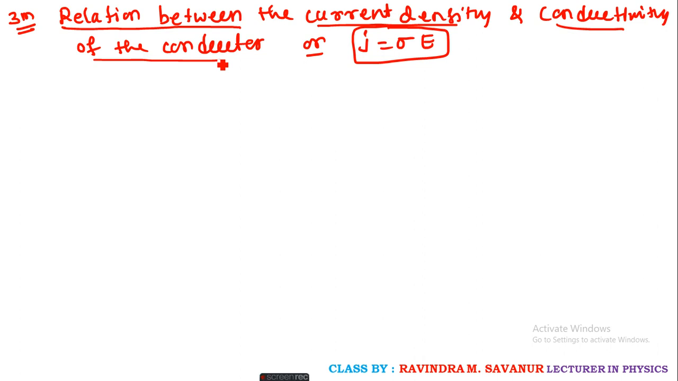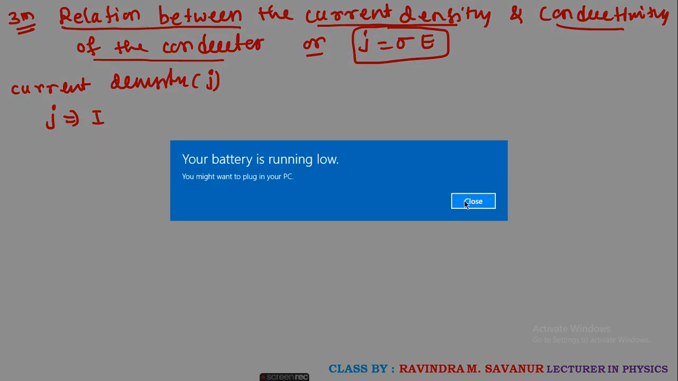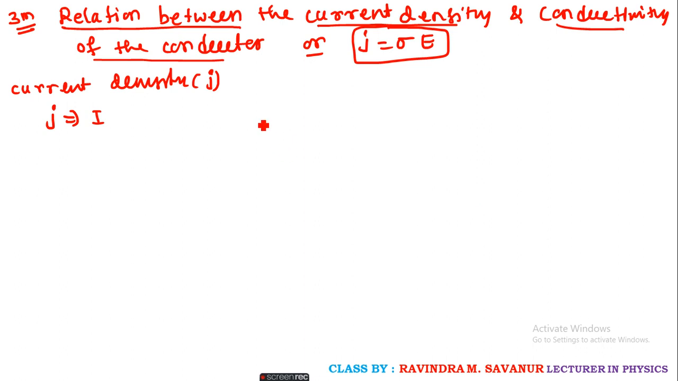So let us first define current density. Its symbol is J. The current density is nothing but the current flowing per unit area. Current flowing per unit area is called current density, and its SI unit is ampere per meter square.